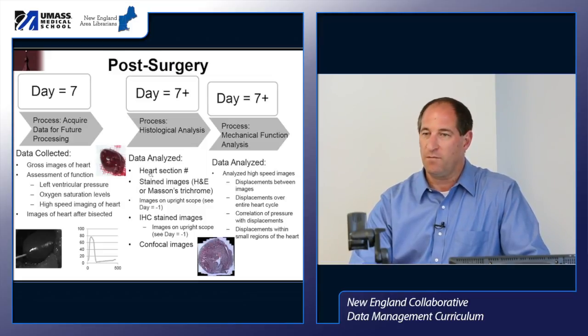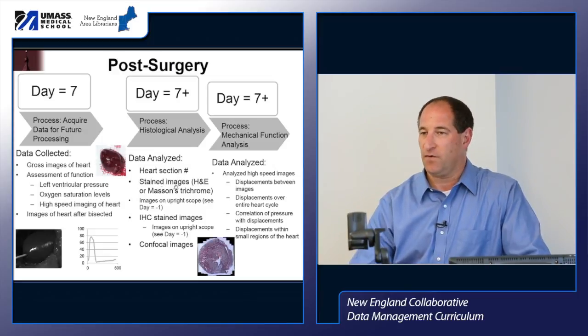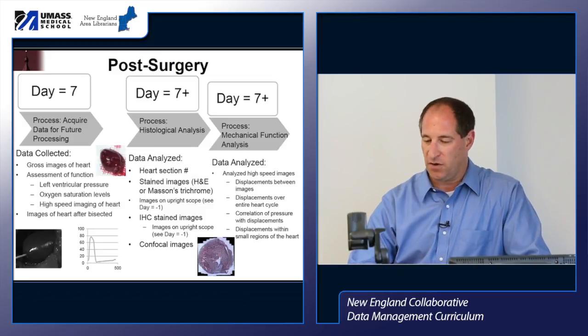We've got to keep track of both of those sections. So we will also cut those sections up and keep track of the heart section it comes from, whether it's the apex or the base. When we cut them up, we need to keep track of which slide it is. Is it the first section off the heart, or the 10th section, or the 100th section off the heart? We'll take images of those heart sections.